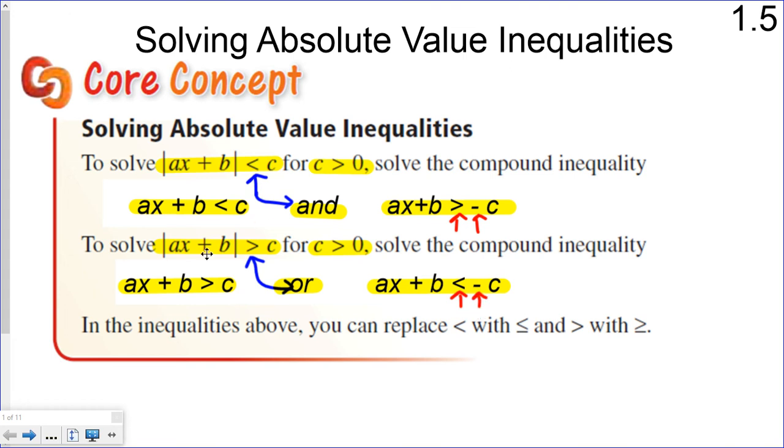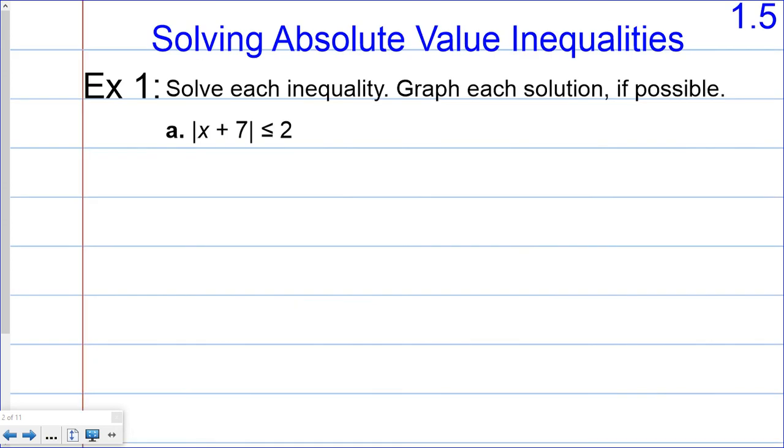Now, these can be greater than or equal to, less than or equal to. All of these apply. It's just that the majority of it is going to be less than or equal to here, greater than or equal to here. So let's go ahead and look at example 1. Solve each inequality, graph each solution if possible.